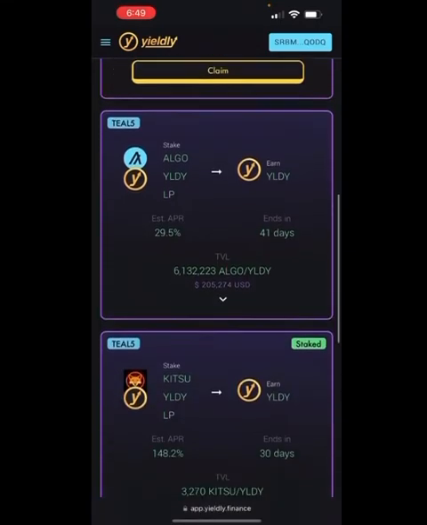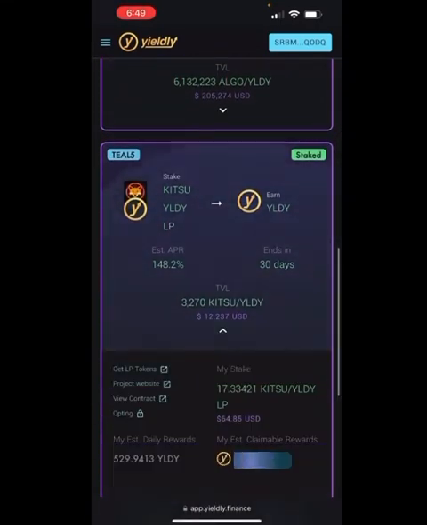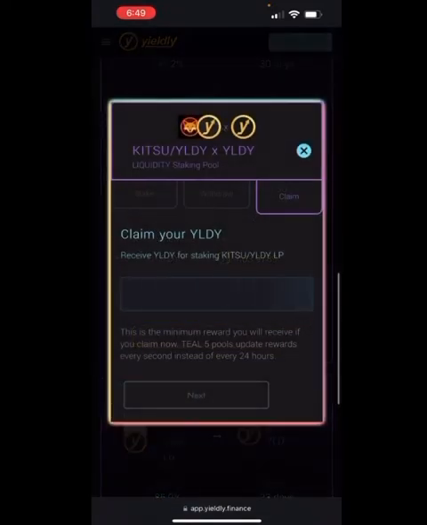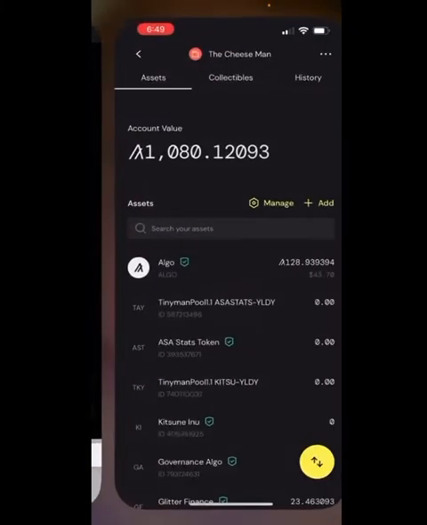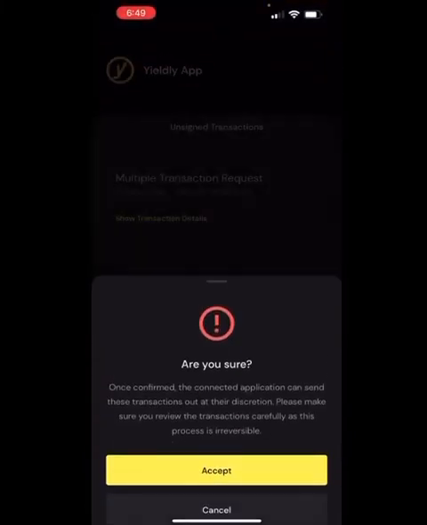So there's a small balance left. This is another pool that I provide liquidity to. It's a small amount. It's called Kitsu. It's like Algorand's version of Shiba Inu or like a Dogecoin. Claim, next, open, confirm.